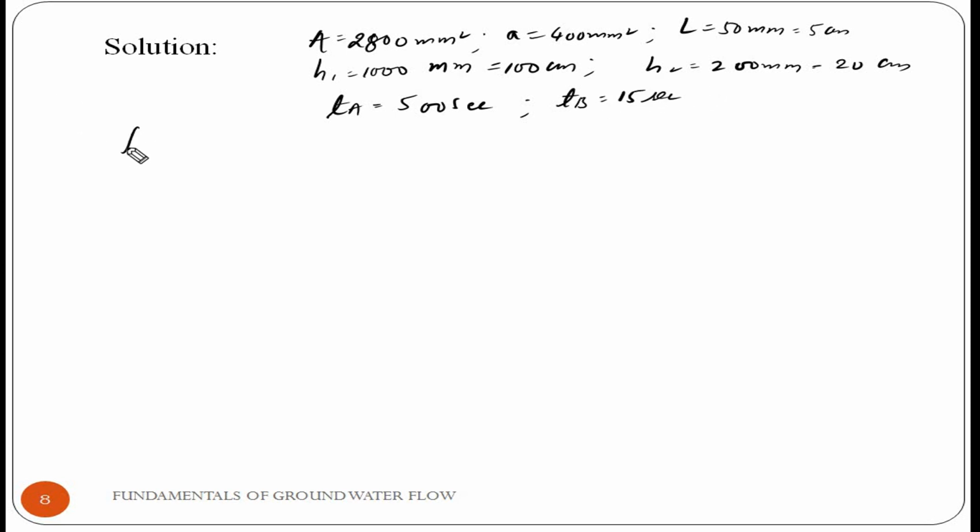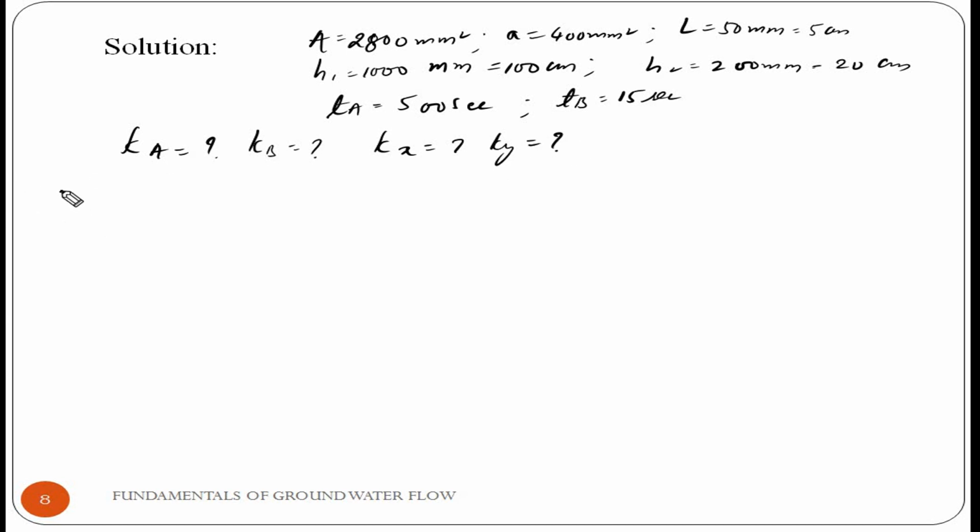So we need to calculate K, the coefficient of permeability for the falling head, for sample A, and for sample B we need to find out. Then using these for the samples we need to find out the coefficient of permeability parallel and perpendicular to the bedding planes.